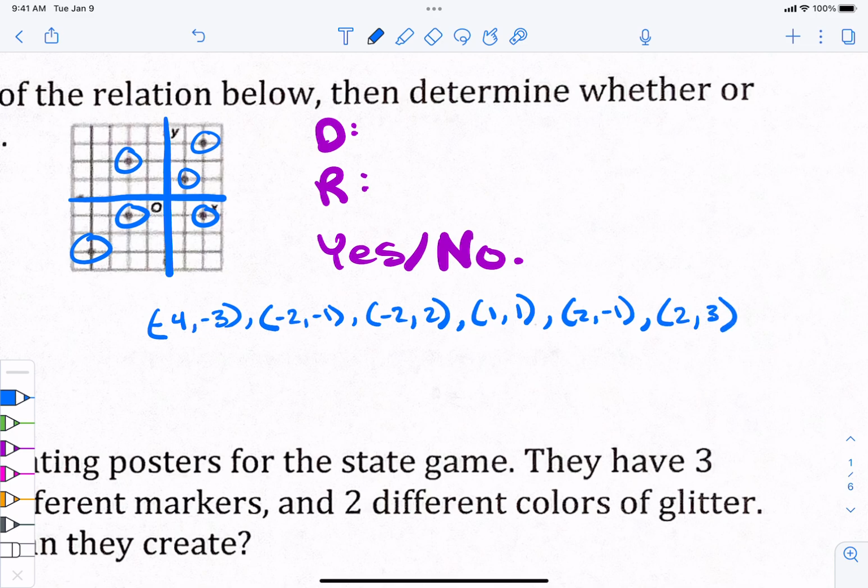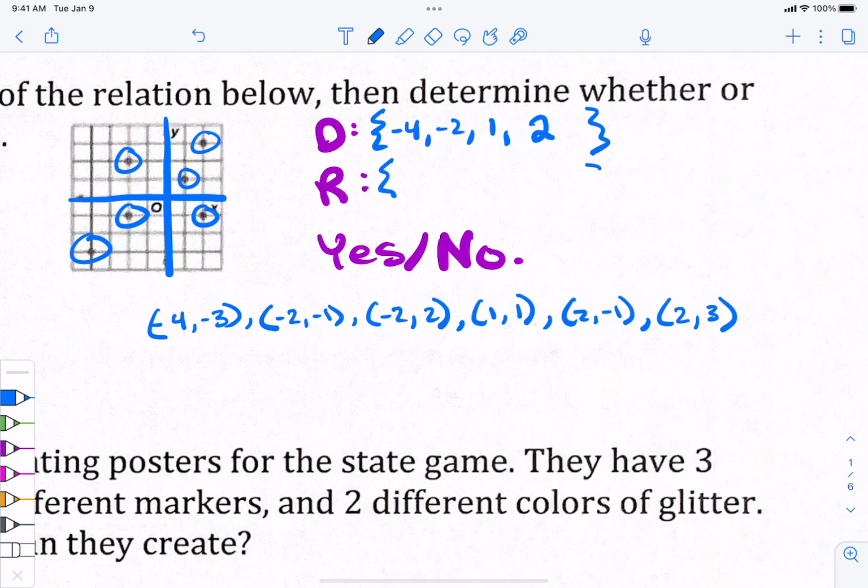Okay, so let's list out the domain. Domain is listing out just what the x's are. So what's your smallest x? We've got to go in order. -4. Okay, next, -2. Next, -2. We don't have to list it twice. Then 1, then 2. And that's it, right? We don't have to list the numbers that repeat twice, okay?